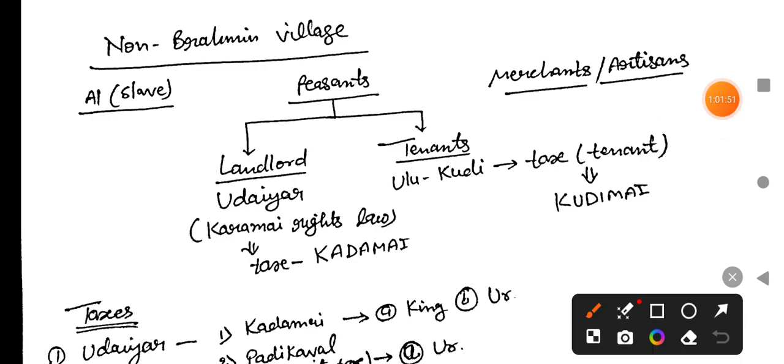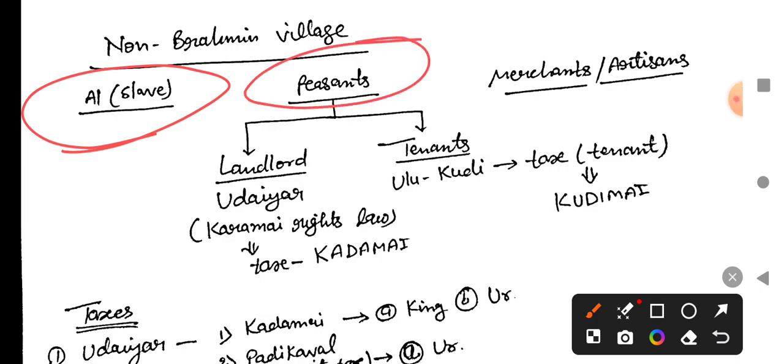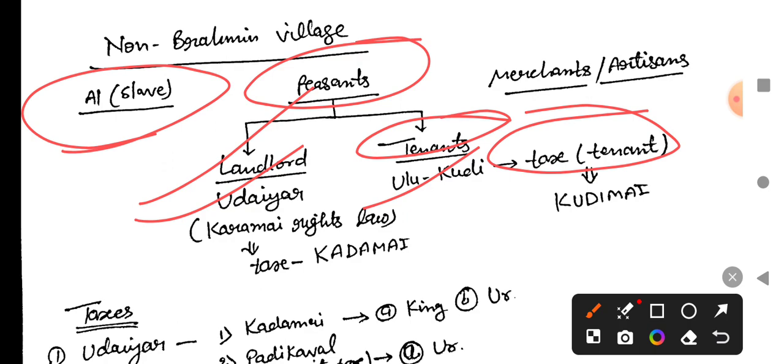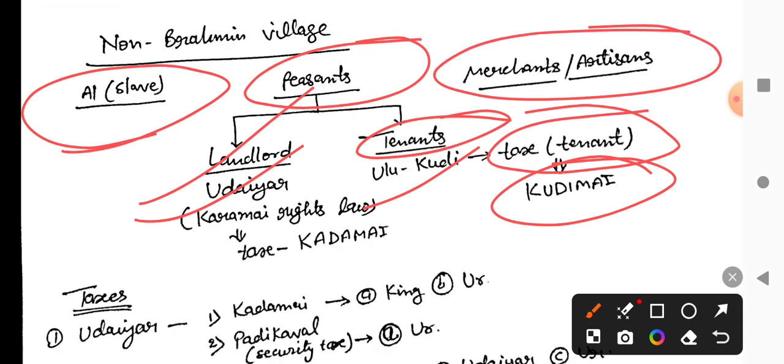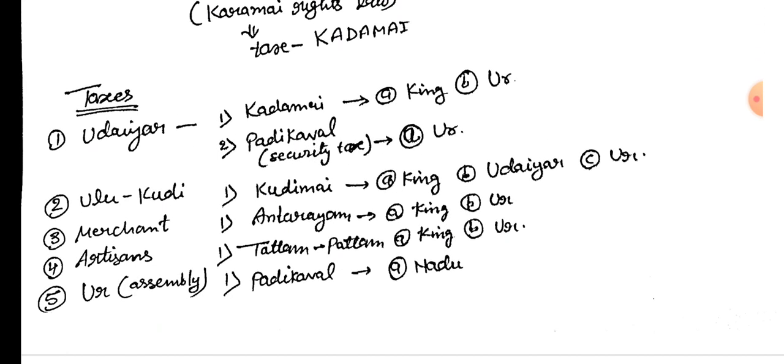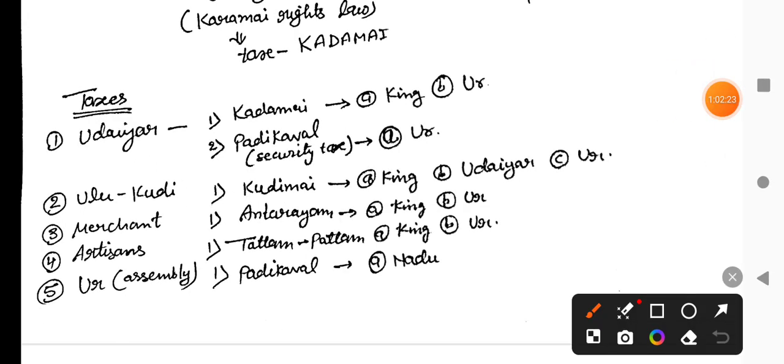And in the non-Brahmin village, the al were the slaves, and peasants, that means landlords, udayar, and tenants, that is ulukudi. They incurred tax to the state, and kudimai. Tenants were also responsible to pay tax to the village. And merchants or artisans also inhabited there.